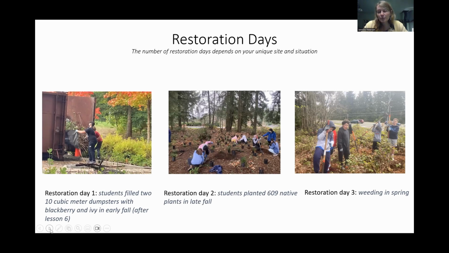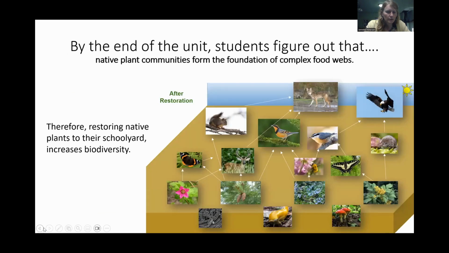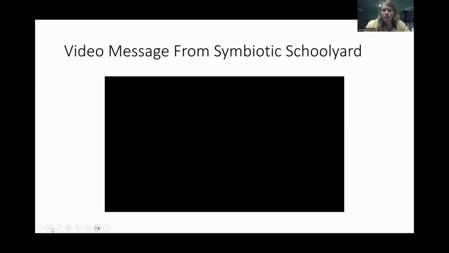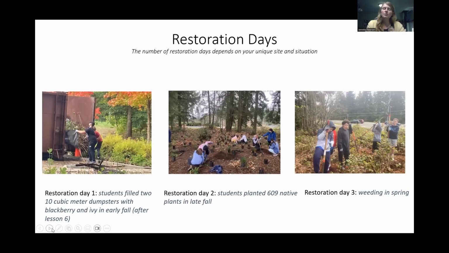This is really flexible. The one thing that's less flexible is you really want to start the unit about 6 weeks before planting day, because you want students to have a chance to create this food web and write their proposals before they plant. But the other days are flexible. So I'll just give you an example of how it can be done.